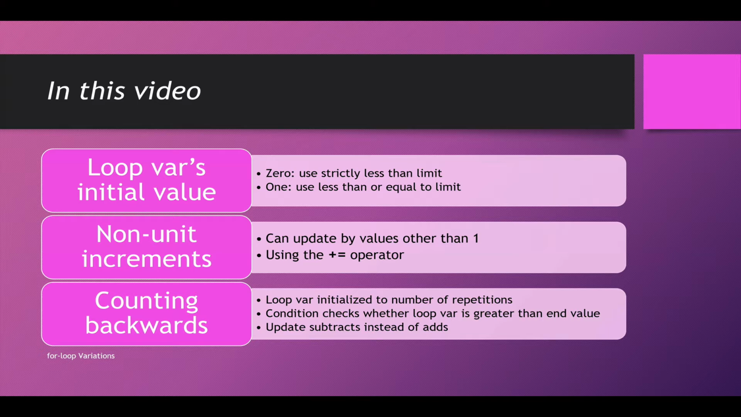Okay, the loop update can be negative, and we can combine that with a high loop variable initialization and a condition that checks for whether it's greater than the end value. See how to count backwards.